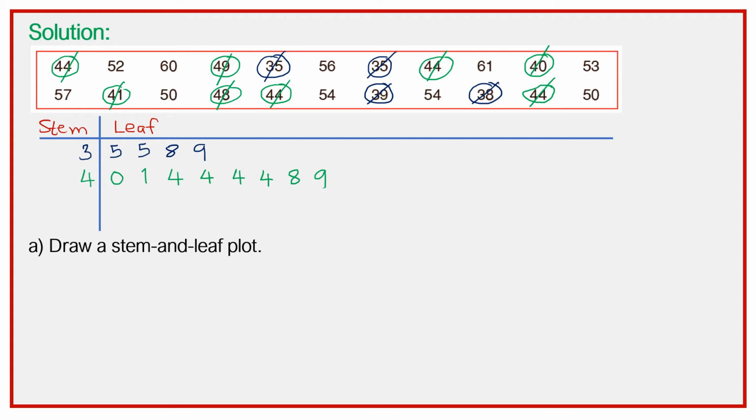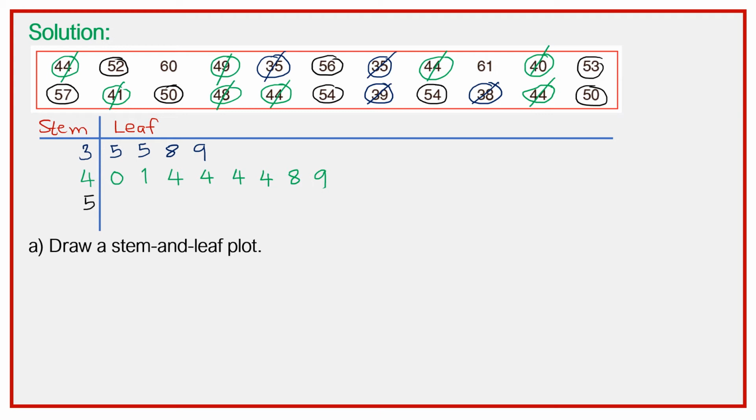50s. We have 52. We have 57. We have 50. We have 54. We have 56. We have 54. We have 50. And we have 53. Then we will write 5 on the part of the stem.